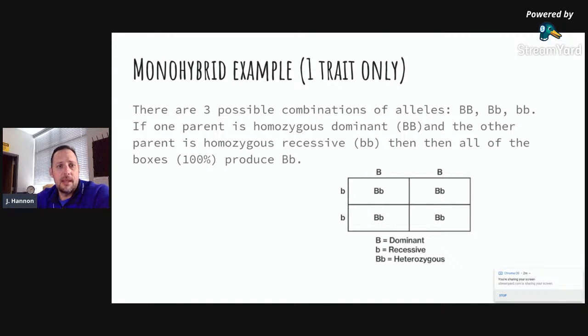So if one of our parents is homozygous dominant, the 2 capital letters, on this particular page it's capital B's for the dominant trait, and the other parent is homozygous recessive, which is the lowercase b's for this trait, then all of the boxes when we do the cross would create a heterozygous offspring, capital B, lowercase b. All right. If this was a dominant trait, the trait would be expressed every time. So since we have 4 possibilities and all 4 boxes are going to express this trait, we would say that it is 100% for our probability.